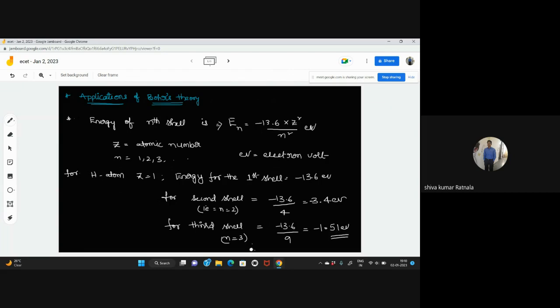Likewise, we can calculate. Sir, what about Z square? The Z value remains the same, because we are concerned only with the hydrogen atom, right? For hydrogen atom, Z is 1 only. Yes, in the second shell and third shell also we are calculating for hydrogen atom only. Yes, okay.